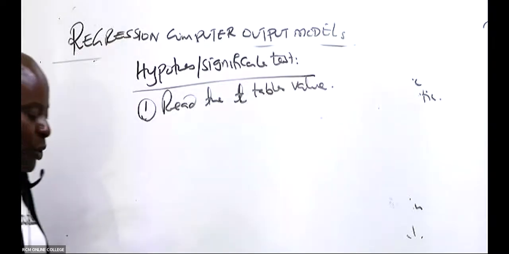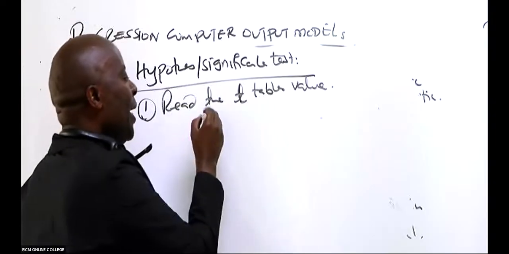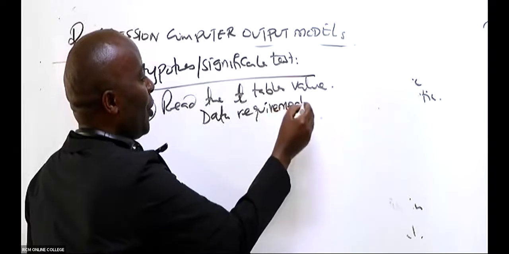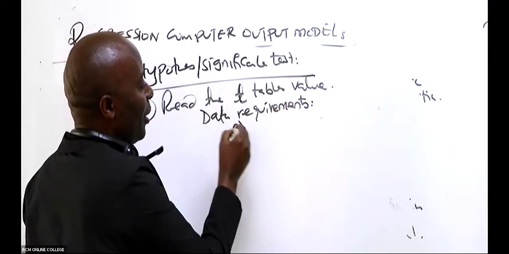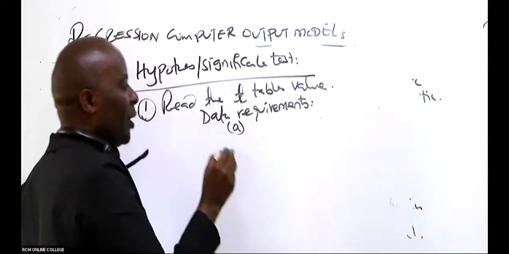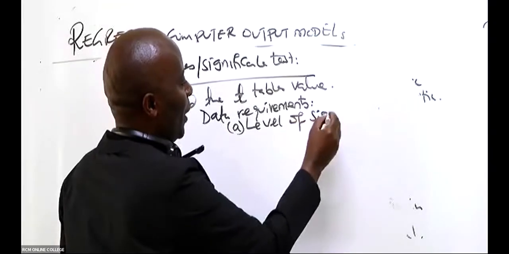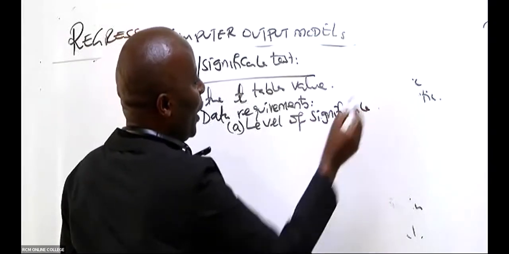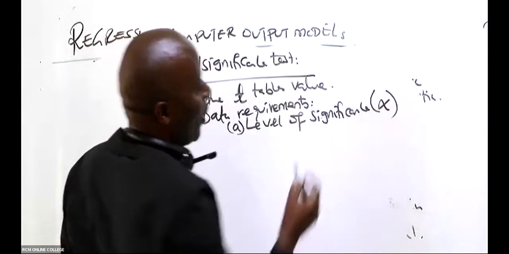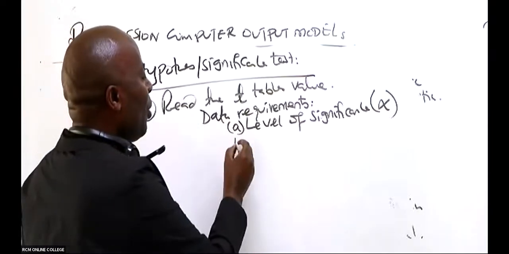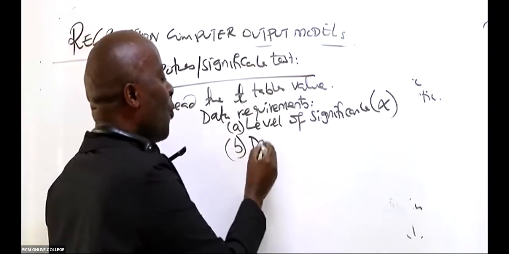And for us to be able to read the T table's value, what do we need? Data requirements. What do we need? So data requirements, A, we need, my good students, the level of significance, that we call alpha. That is our A.